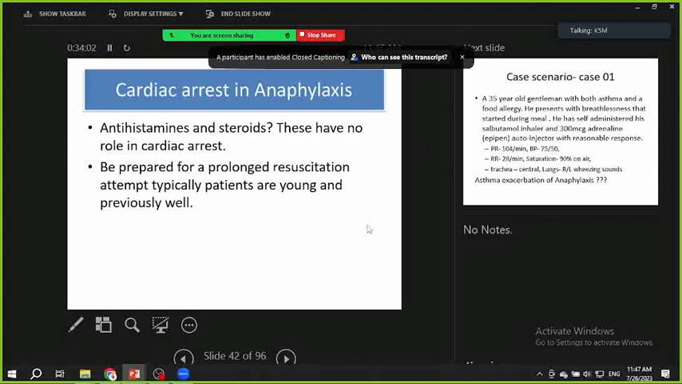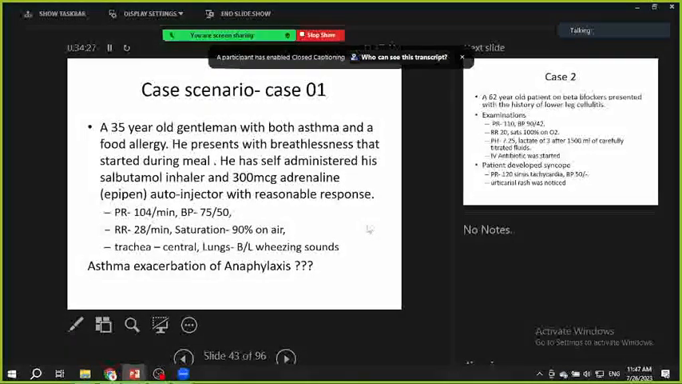Okay, last few minutes. In cardiac arrest in anaphylaxis, is there any place for antihistamine and steroid? These have no role in cardiac arrest. So be prepared for prolonged resuscitation after cardiac arrest from anaphylaxis. You might have to resuscitate even for 1 hour. In our experience, even after 1 hour of resuscitation, patients recover, but you have to strictly follow the advanced life support protocol.